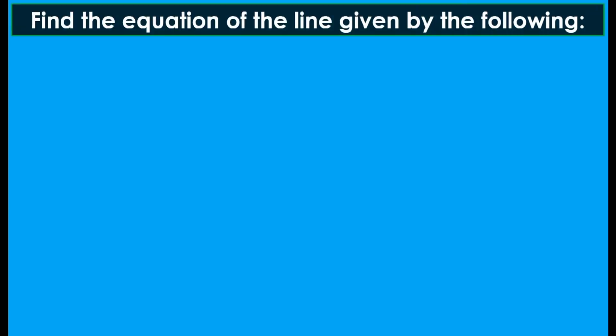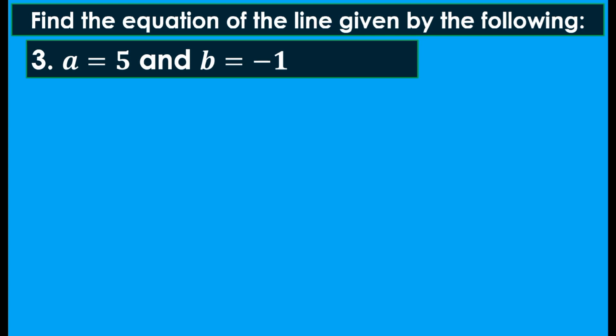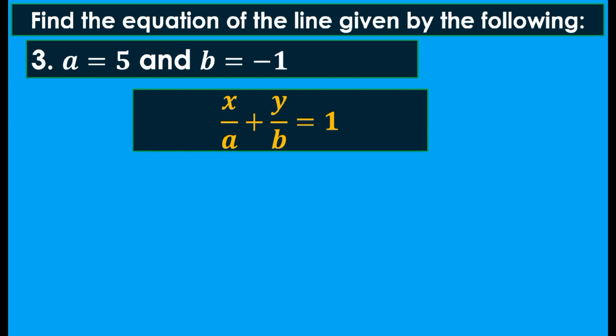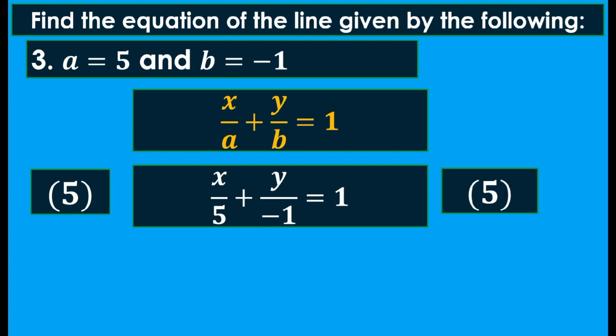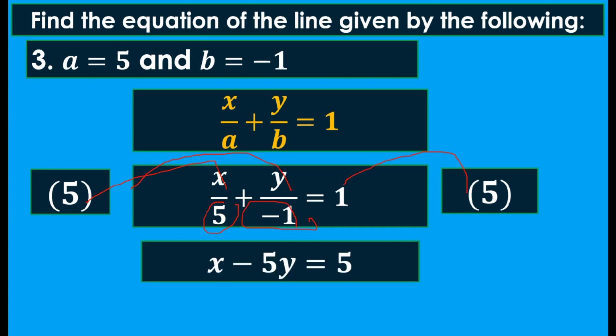Okay, let's have number 3 example. A equals 5 and B equals negative 1. So we have x over A plus y over B equals 1. Substitute. So x over 5 plus y over negative 1 is equal to 1. So we multiply both sides by 5. And then we distribute: 5 times x over 5, 5 times y over negative 1, and then 5 times 1. So magiging x minus 5y is equal to 5.